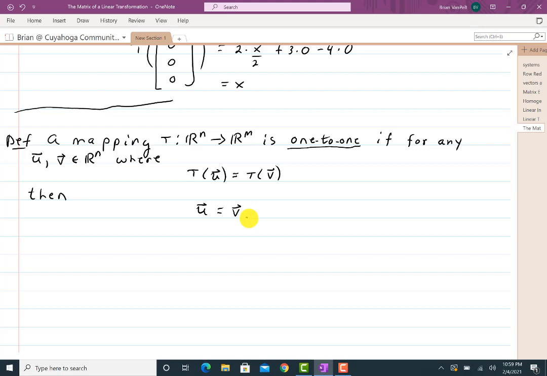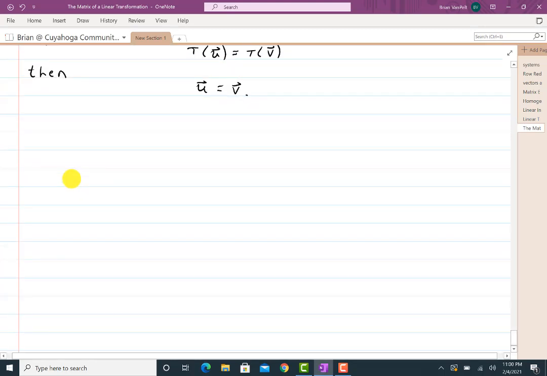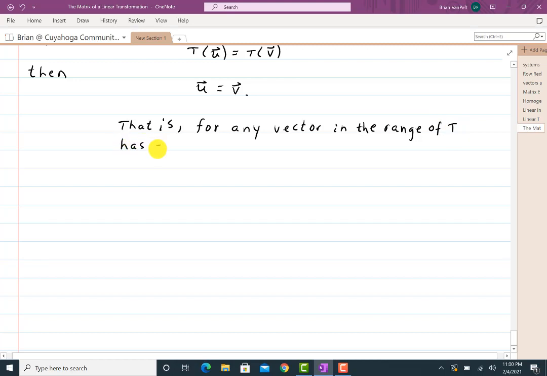from R to R, the one-to-one functions were the ones that passed the horizontal line test. These were precisely the ones that had inverses. Another way to put it, that is, for any vector in the range of T has exactly one vector that is mapped to it.